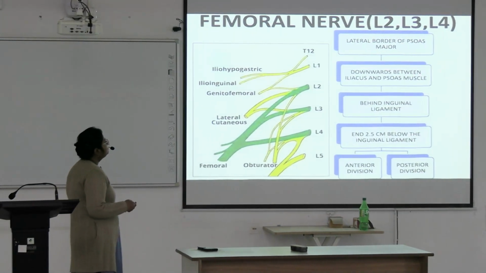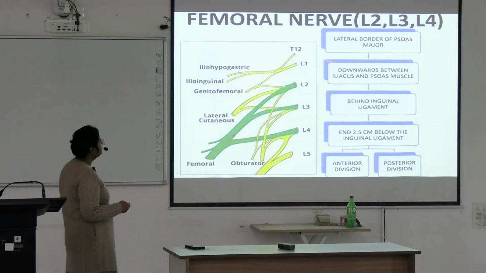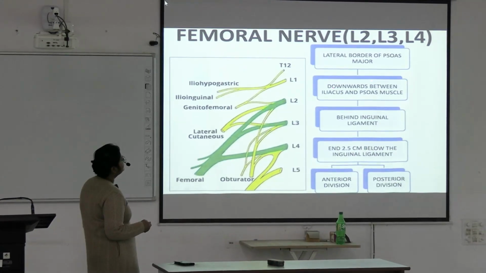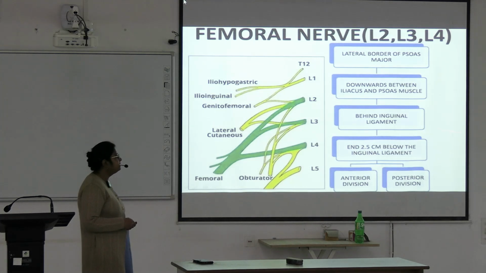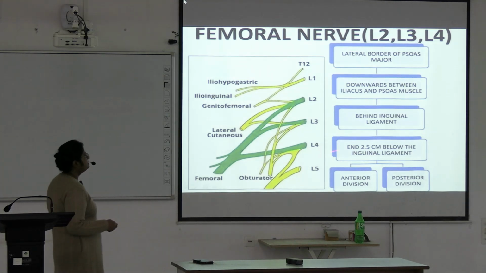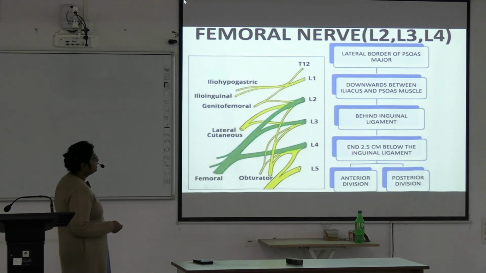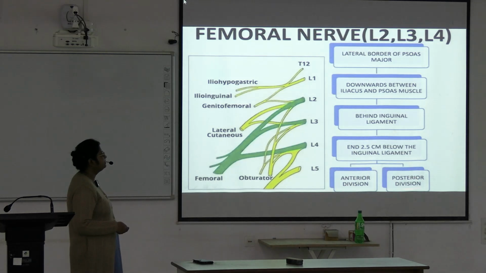It comes out from the lateral border of the psoas major muscle, passes downward between the iliacus and psoas major, lies behind the inguinal ligament, ends 2.5 cm below the inguinal ligament and divides into two divisions, anterior and posterior division.